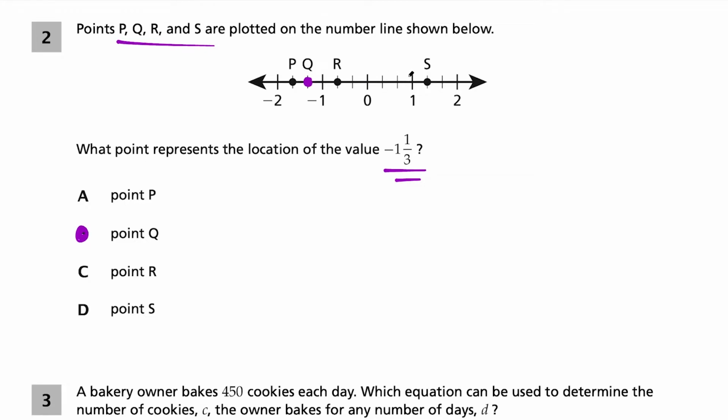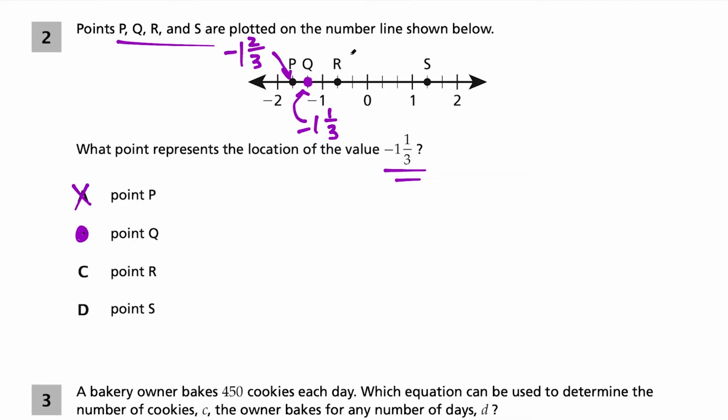Notice from one integer to the next, we're counting by thirds. So that's why we're going 1/3 each time that we're jumping along these spaces. If we look here, notice that point Q is 1/3 of the way from -1 going to -2. So that's why it would be -1 1/3. Point P would not be the answer because this would be the location of -1 2/3, since we would be 2/3 of the way going from -1 to -2. So that's why point P is out.